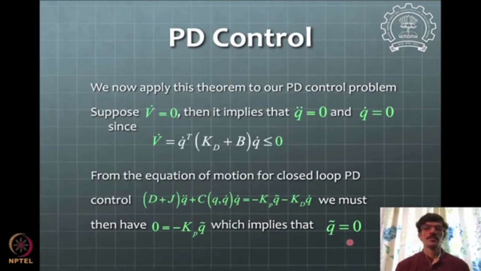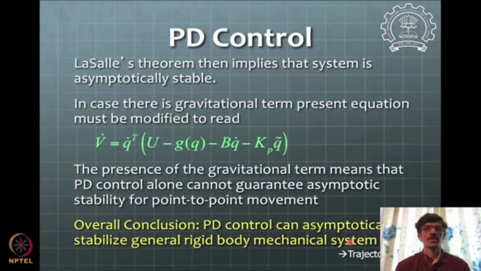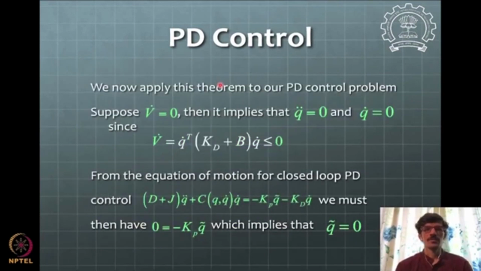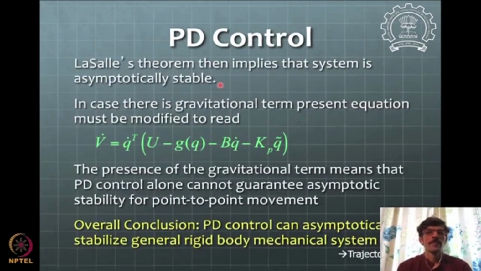So this is how we establish, in the full mathematical sense, that PD control indeed will take position and the velocity both to the final desired value. So this LaSalle's theorem implies that the system is asymptotically stable, and this is what we make sure, that our system is taken to the final position, and final velocities are also the desired value, which is 0 for the final position.